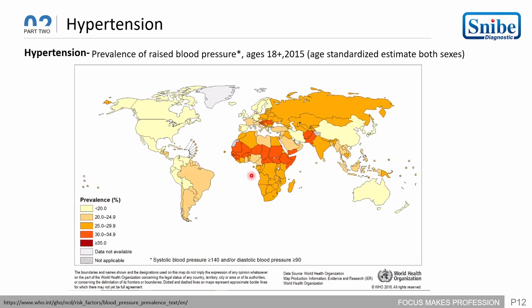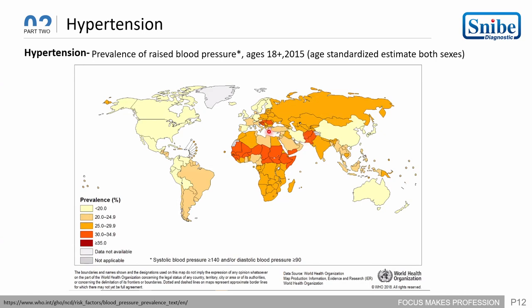The countries where prevalence is between 30 and 35% include Sudan, Nigeria, Mali, and other African countries like Mauritius and Ethiopia, and Yemen in the Middle East as well. Even in Pakistan and Afghanistan, these are countries where the prevalence of hypertension is high.